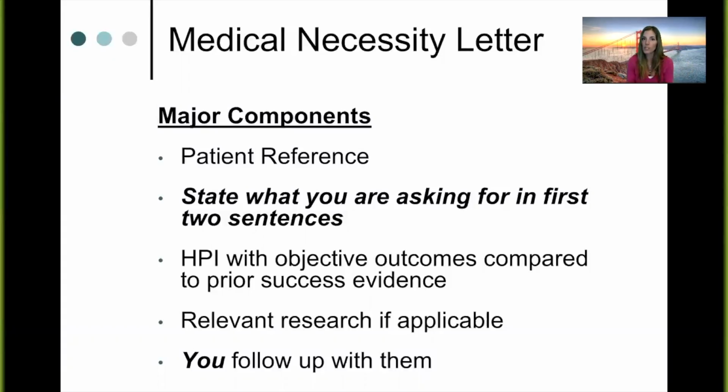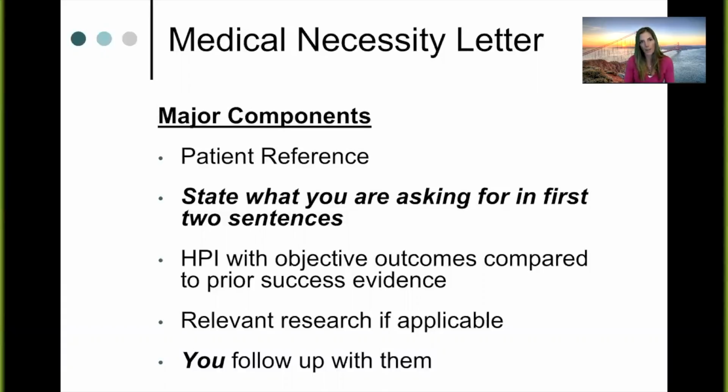If there's relevant research, that's nice to add into this letter as well, like I referenced just a few moments ago when I said, normally I would see better outcomes than this. Normally, I would see progress by this patient. In fact, research has shown 5 acupuncture treatments usually results in improved range of motion or lessened pain. So if you have research, put it in your letter, attach the abstract or attach the link to where they can read further. And then I write here, you follow up with them.